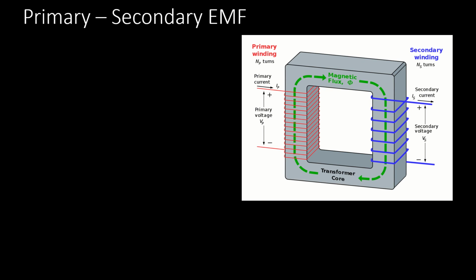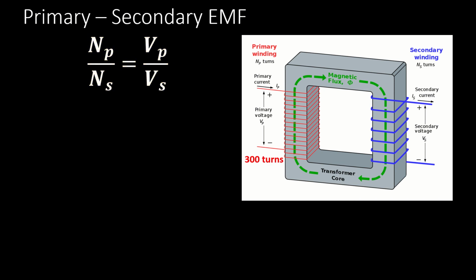Now we can actually calculate how much voltage you could get out. This is basically just an application of Faraday's law. I'm not going to go through the derivation of it, but ultimately the ratio of the number of turns is the same as the ratio of voltages. So if your secondary coil, for example, has half the number of turns, it's going to also have half the voltage of the primary.